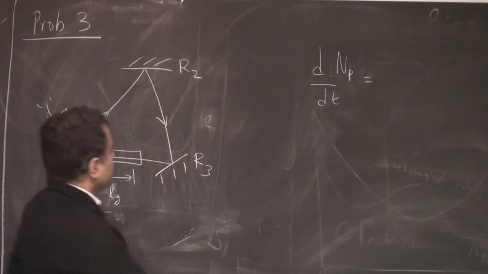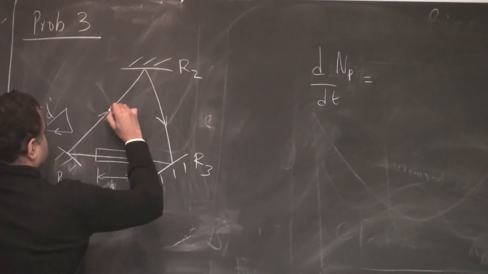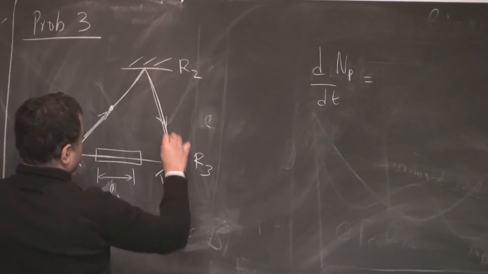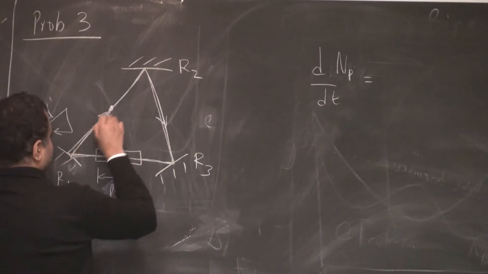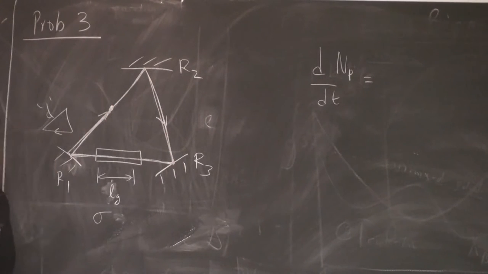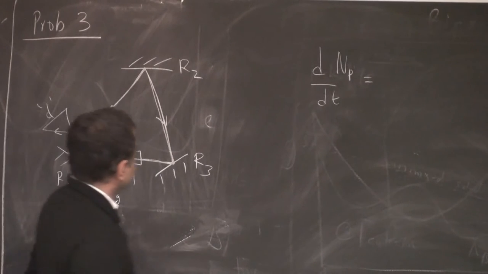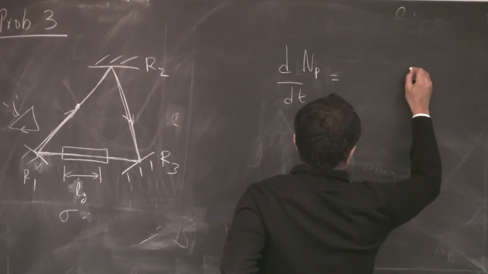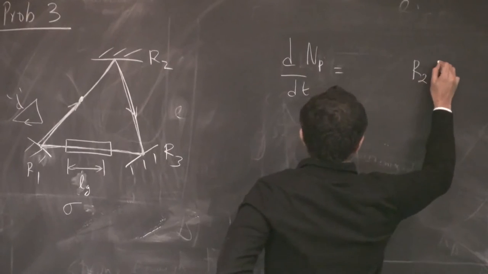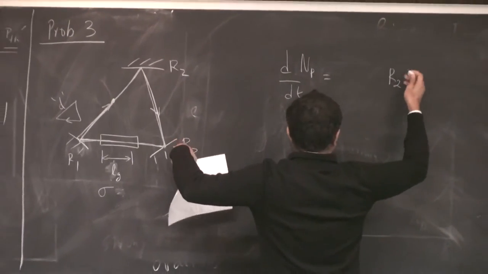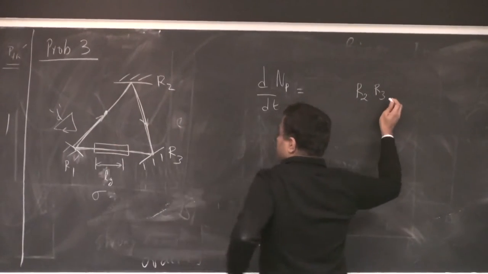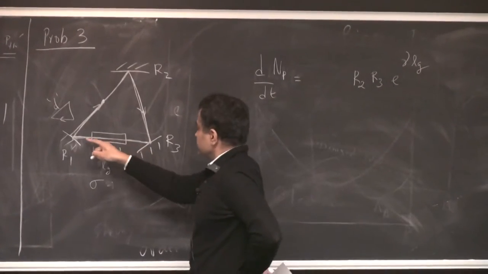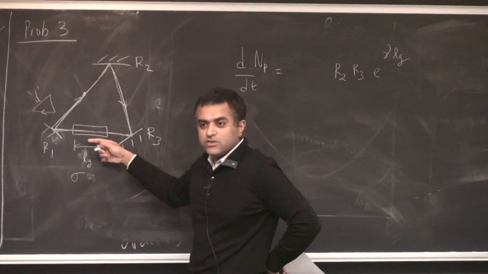The number of photons, how am I losing them? If my blob of photons starts out here, I go this way, come back this way. I lost some, gained some, lost some, and came back. You do the full round trip and add them all up. If I started here, at the first bounce of the first mirror you lose R2, then you lose R3, that's how much is left, and then you gain e to the power gamma times LG. Gamma is the gain coefficient.